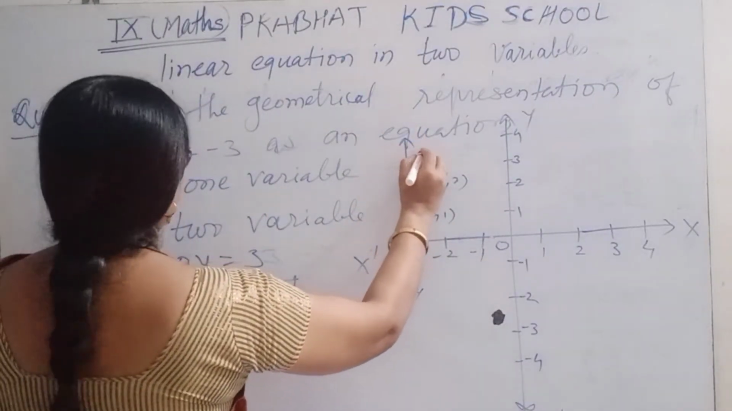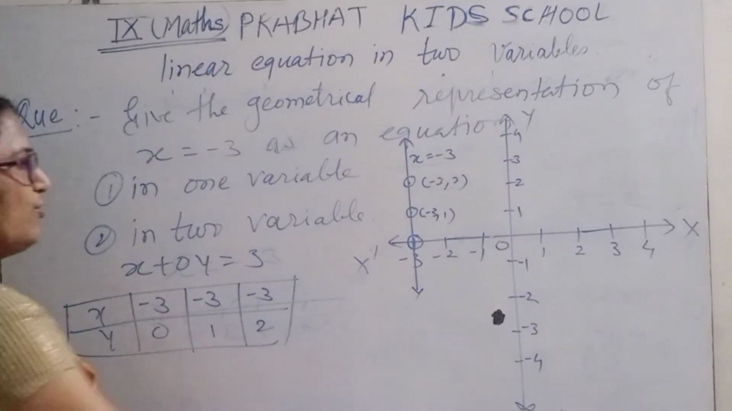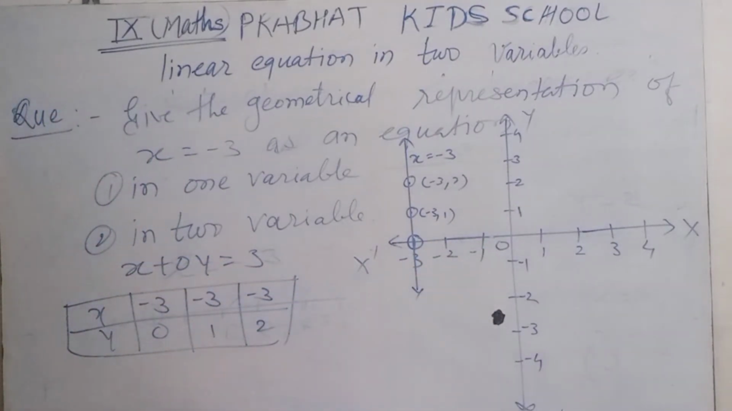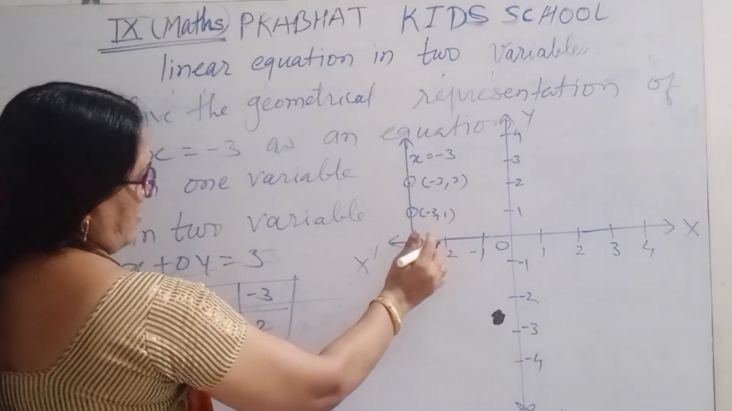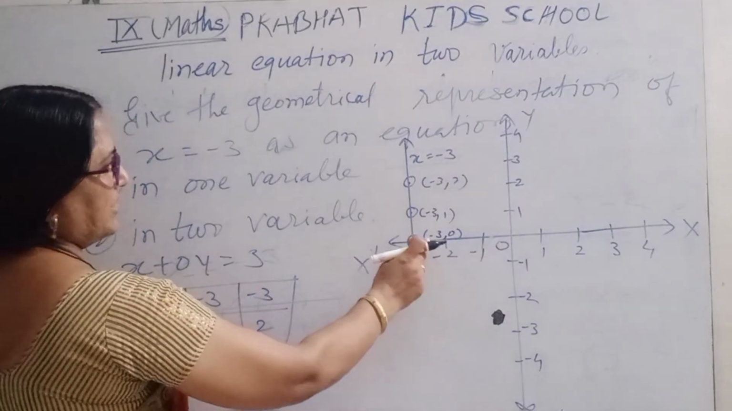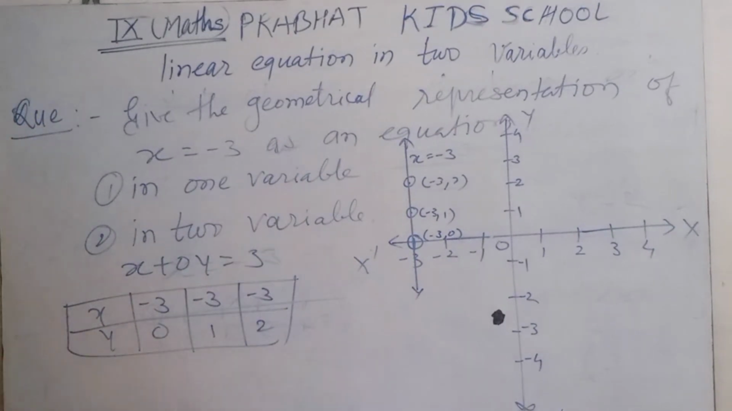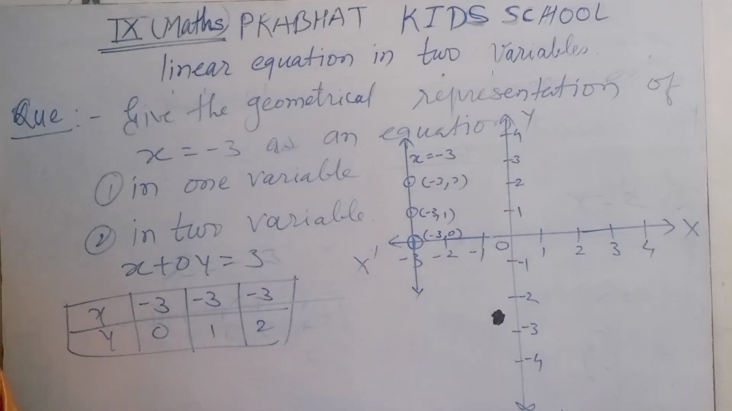The equation of this line is x is equal to minus 3. It is a line parallel to the y-axis, and a line parallel to the y-axis is always of the form x equals a constant. Here x is constant and the values of y are different: here is 0, here is 1, here is 2. But the x coordinate is constant: minus 3, minus 3, minus 3. That is why the equation of this line is x is equal to minus 3. This is the geometrical representation in two variables. Understood? Try to solve this type of questions. Okay? Thank you.